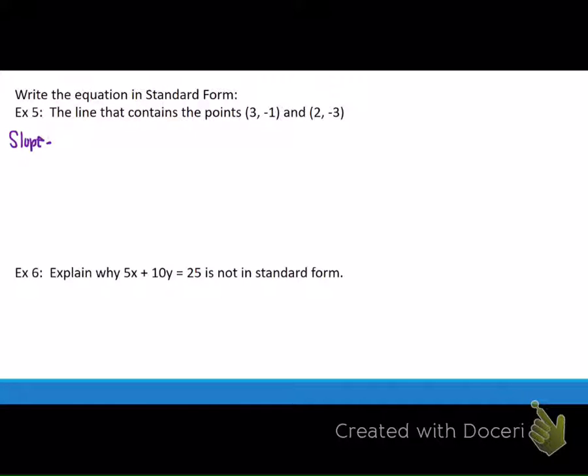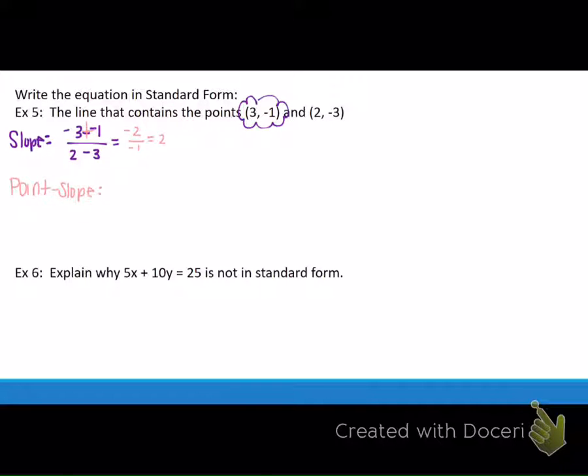So I do -3 minus -1 over 2 minus 3. You can stack the points if you're more comfortable doing that. So I get a slope of 2. Okay, so we start with point slope. That's the best form to start in. What is my point slope form equation? So Colin, which point do you want to use? (3, -1) or (2, -3)? (3, -1). Okay, put that in point slope for me.